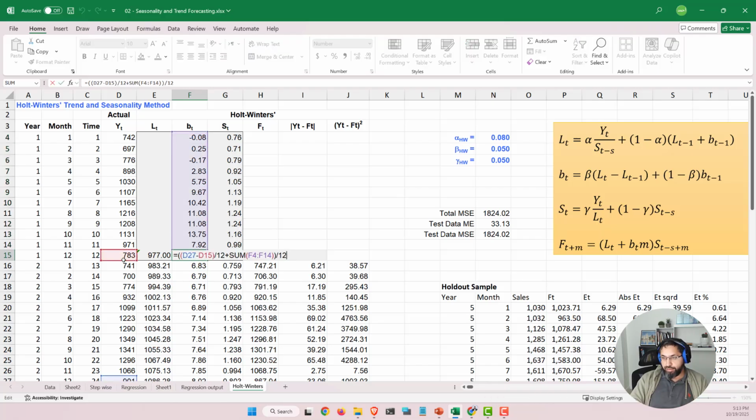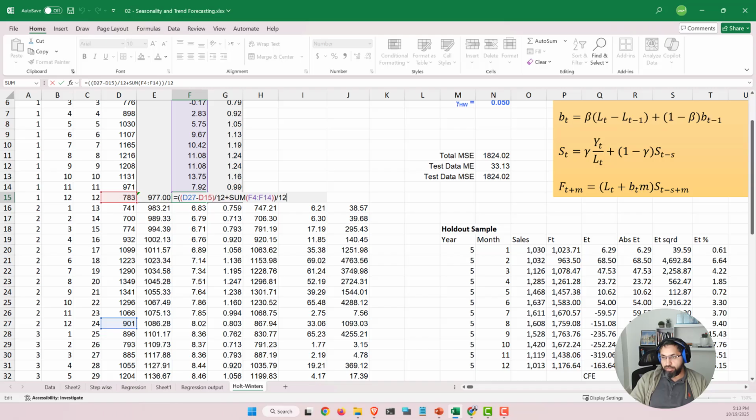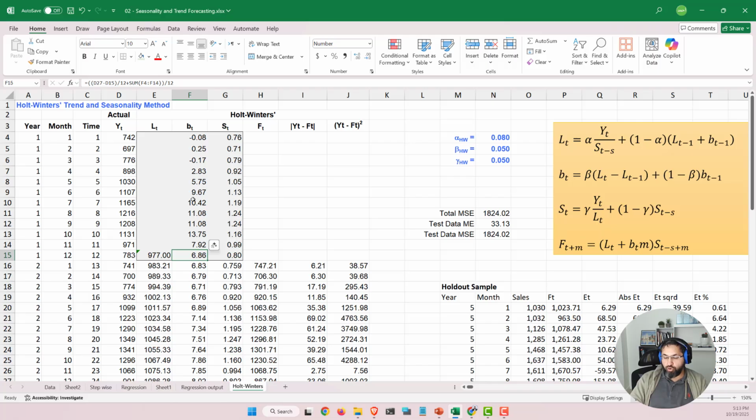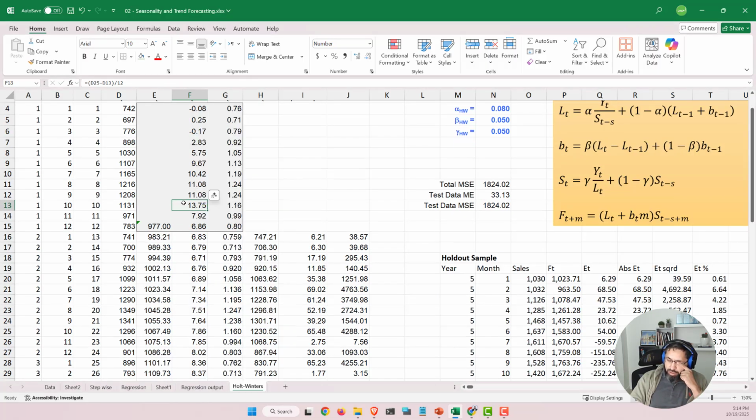So this would be for the 12th month, the estimate of the trend, and then I add to it the estimates of the first 11 months, and I multiply the whole thing by 1 over 12 to basically get the average. So 6.86 is the average growth on a month-to-month basis over the first year. So second year on average, the change is about 7, or 6.8 units.